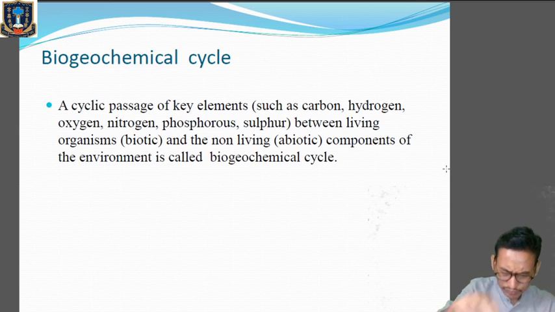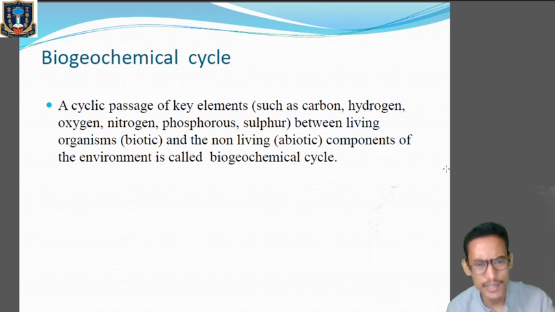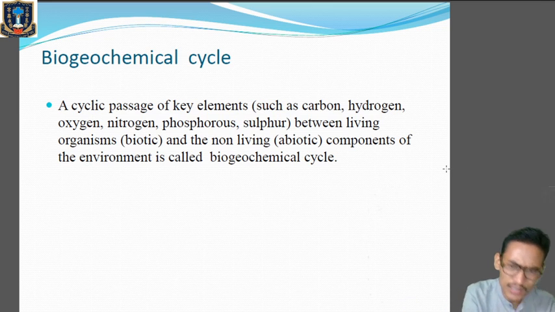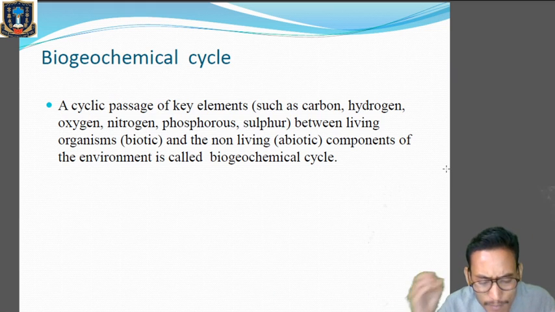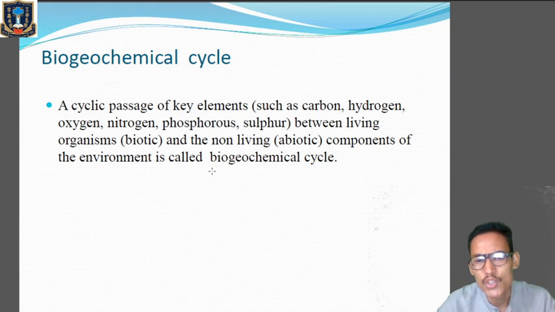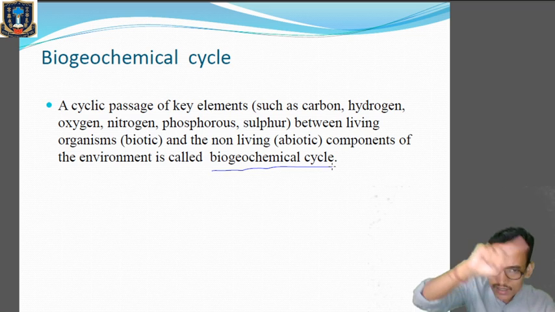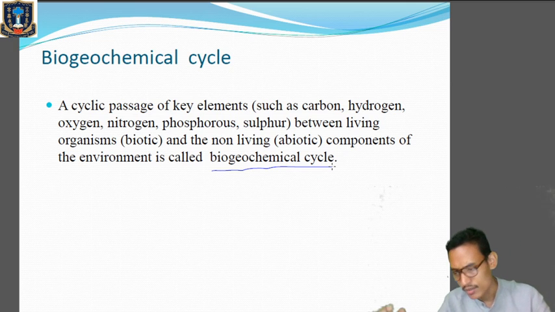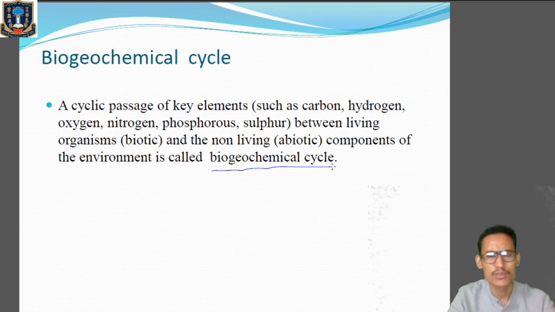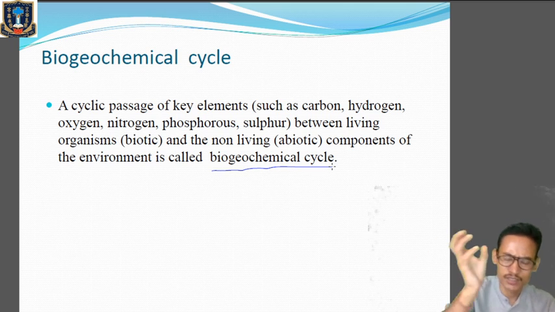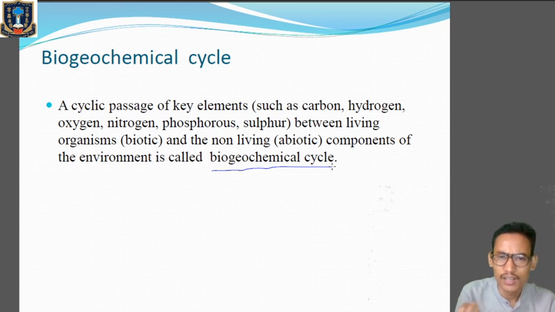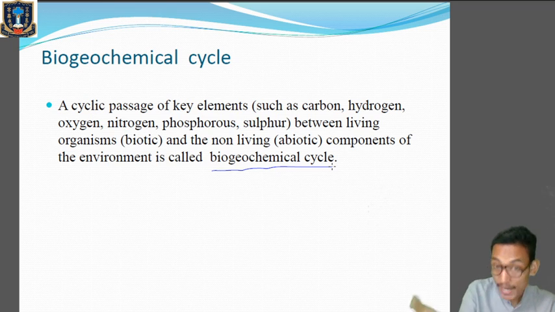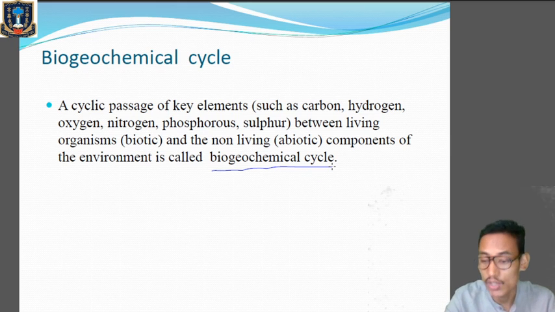Therefore the cyclic passage of key elements between the living organisms and the non-living components in an environment is called the biogeochemical cycle. So there is a cyclical passage of these key elements in our nature. Afterwards we'll talk about the biogeochemical cycles of carbon, nitrogen, oxygen in detail. But just for now, listen that a cyclical passage of these key elements between the biotic and the abiotic components in our ecosystem, in our environment, is known as a biogeochemical cycle.